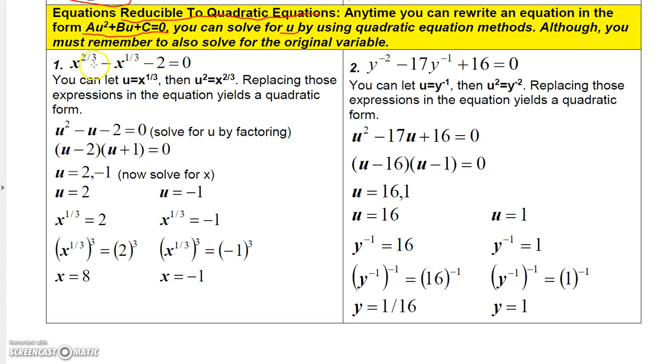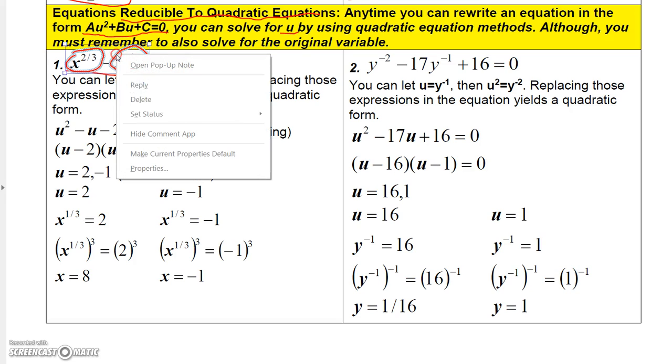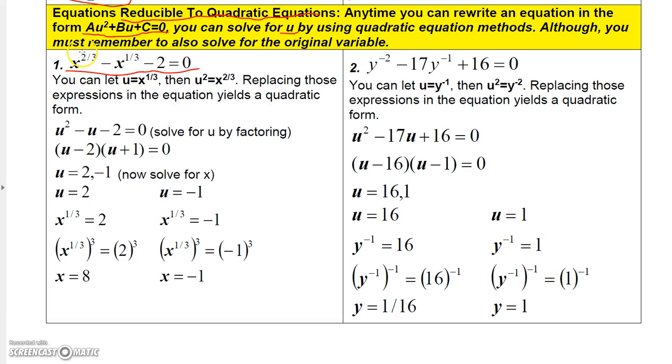The key is recognizing, like for instance here, that this term x to the 2/3 is actually the same as this term squared. In other words, another way to say that is that this is x to the 1/3 quantity squared, because if you squared x to the 1/3 you would actually get x to the 2/3. So anyway, that's what you have to recognize there.